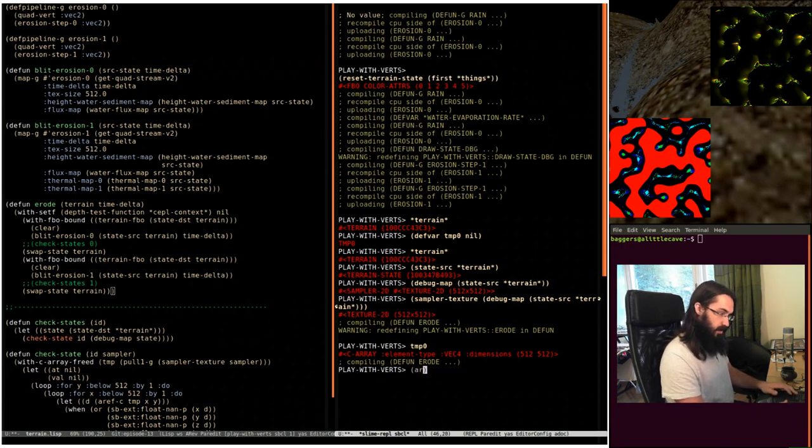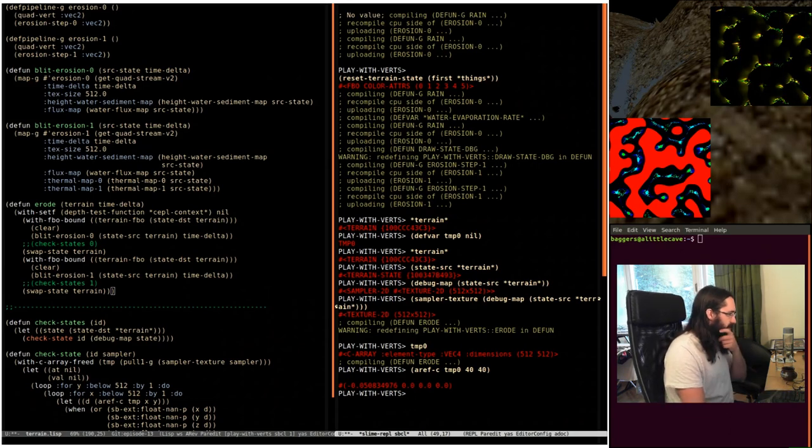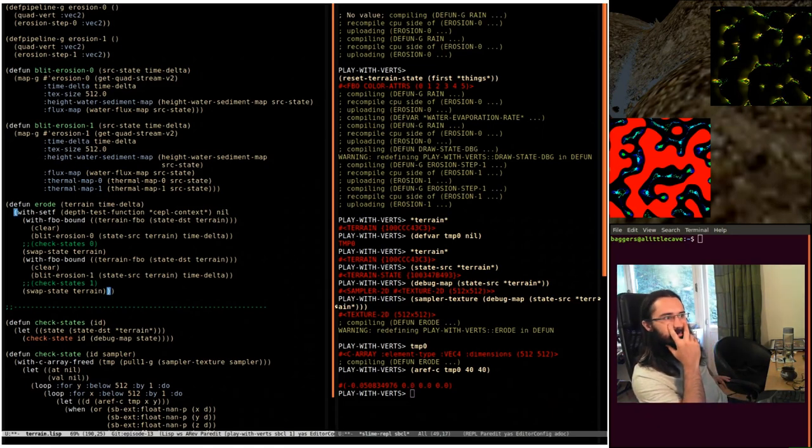Actually, let me just do this. RFC temp 0. And then, I don't know, let's have a look. That's gonna be a little fiddly. We really need to visualize this in some better way. But normals are just difficult to visualize. So I think we're gonna have to do something better than this, actually.